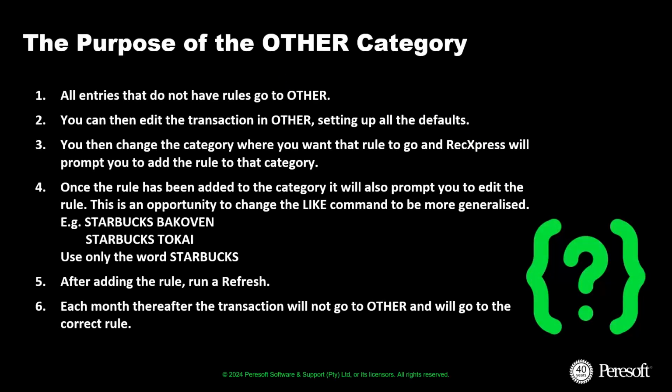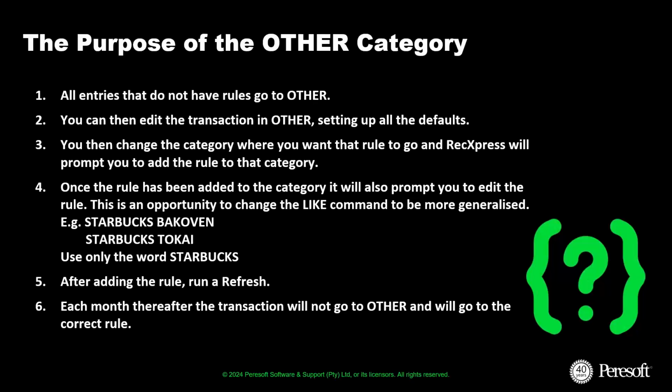Okay, so lastly, let's discuss the purpose of the other category. All entries that do not have rules go to other. You can then edit the transaction in other, setting up all the defaults. You then change the category where you want that rule to go, and RecXpress will prompt you to add the rule to that category. Once the rule has been added to the category, it will also prompt you to edit the rule. This is an opportunity to change the like command to be more generalized.